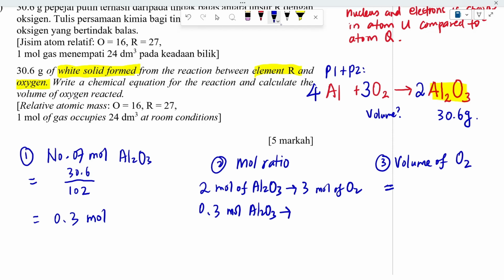0.45. Yes. How to get? So cross multiply: 2 times x equals 3 times 0.3. So you get 0.45 mole of oxygen. Now your mole for oxygen is 0.45 mole. Then you can calculate the volume for the oxygen, right? So 0.45 mole times the molar volume.